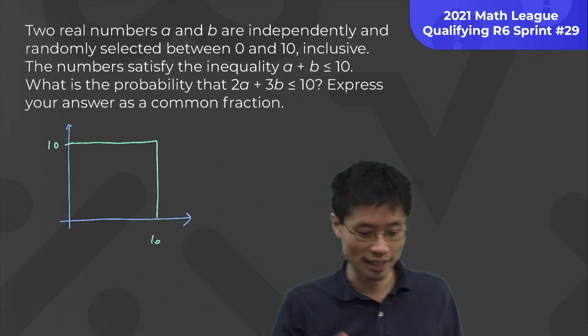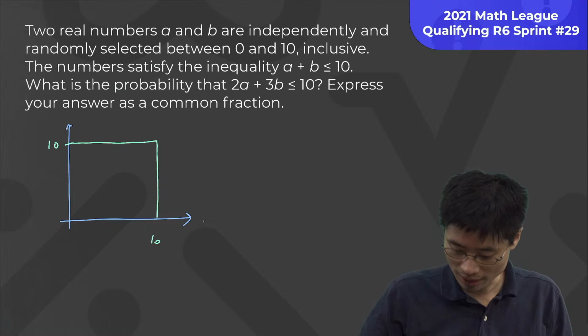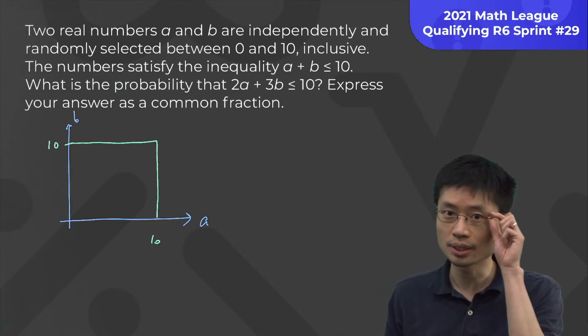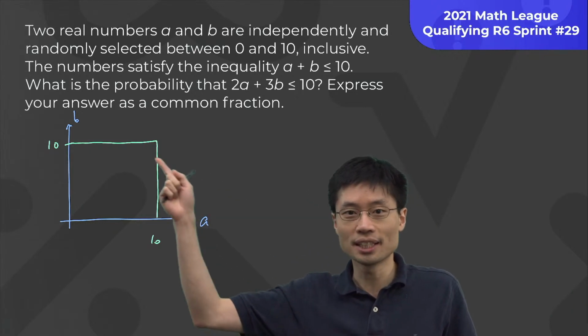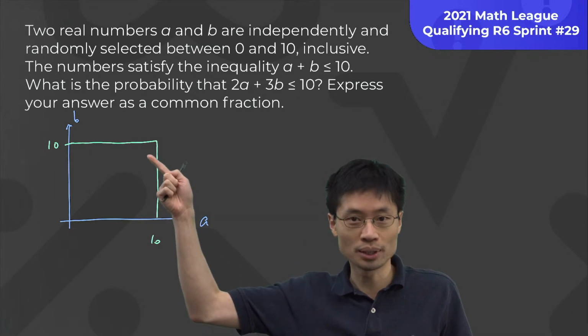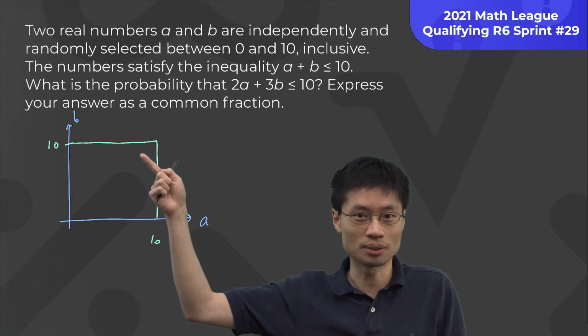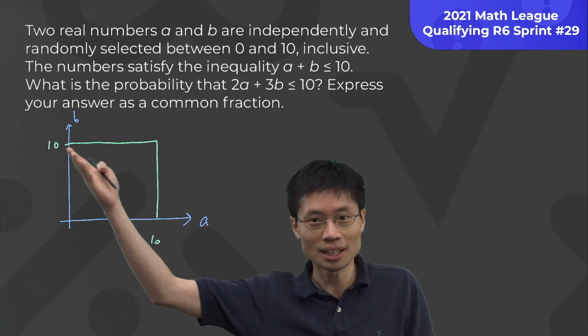The numbers satisfy a plus b less than or equal to 10. What's a and what's b? Let's call that a, let's call that b. If a plus b is less than or equal to 10, what that's telling you is that you didn't pick this point I'm pointing at, because over here that's like 9. 9 plus 9 is 18. It's not less than or equal to 10. So let's bust out half of this.